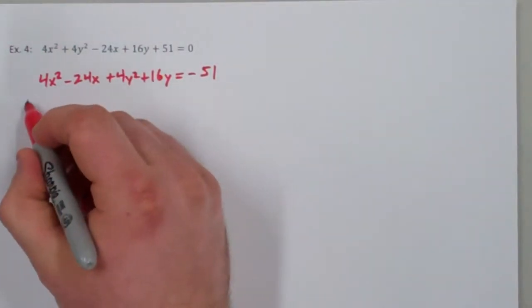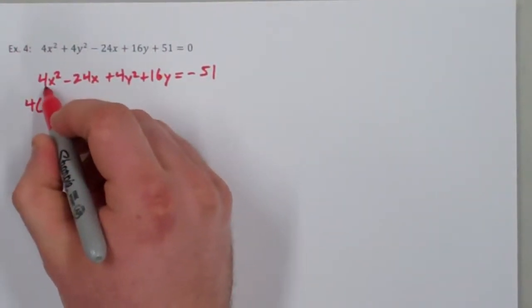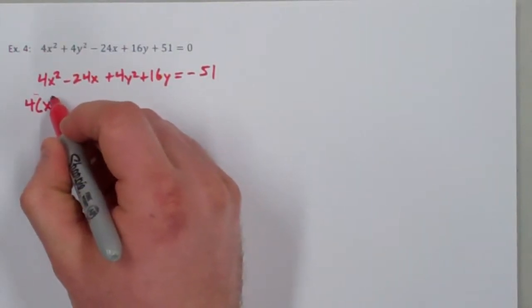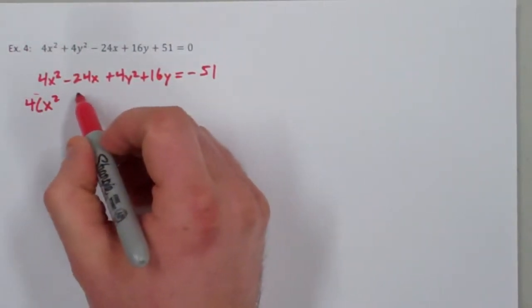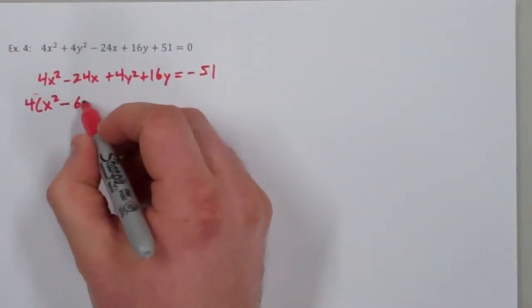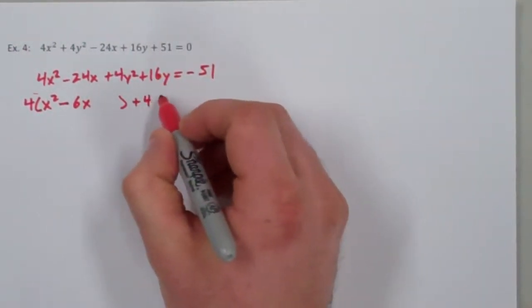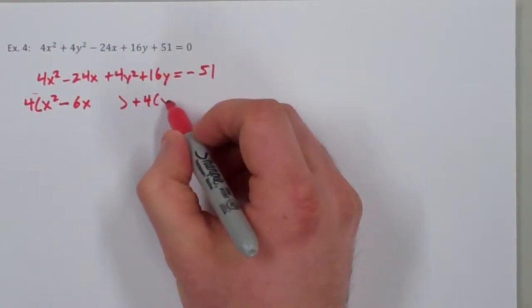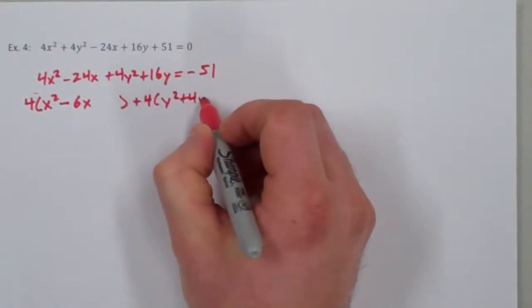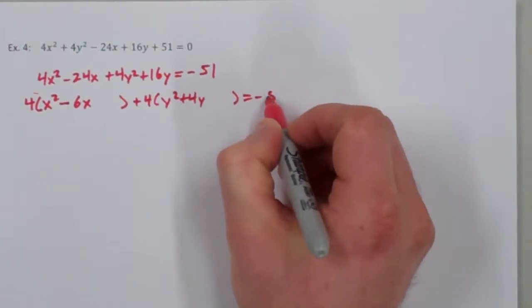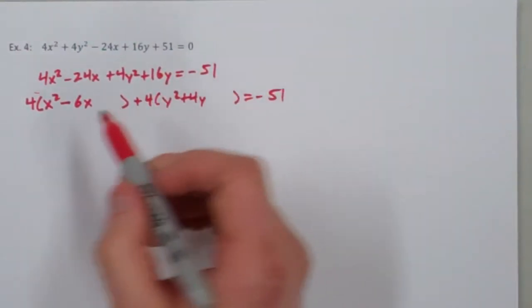Now we can just go ahead and factor out whatever coefficient is right here. So we've got a 4 to factor out. This should be negative 6x. We're going to leave a little space. And then we've got a 4 here, and then a y squared plus 4y. Leave a little bit of space. Didn't do anything to the negative 51, it just stays.